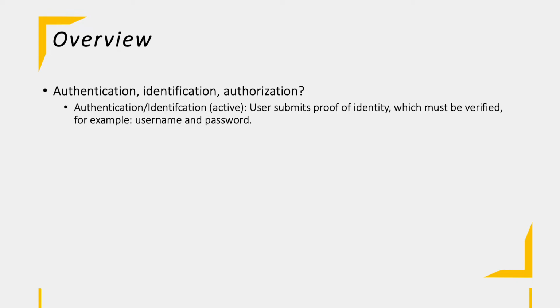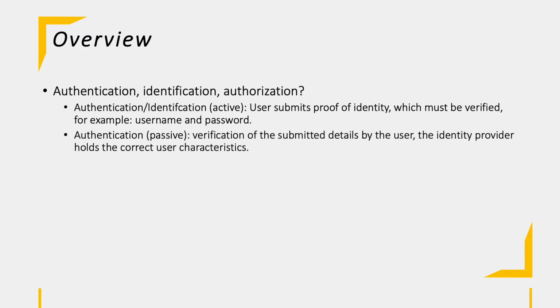to clearly state the purpose. Identification is about the user submitting the proof of identity, which afterwards needs to be verified by a server, for example, or an identity provider. For example, the user provides username and password. In English, this is also under the term of authentication. But authentication itself is rather the second approach here, which is the verification of the submitted details by the user. So the identity provider checks, okay, username, password, do those match the user characteristics I have saved in my database, or is it wrong?